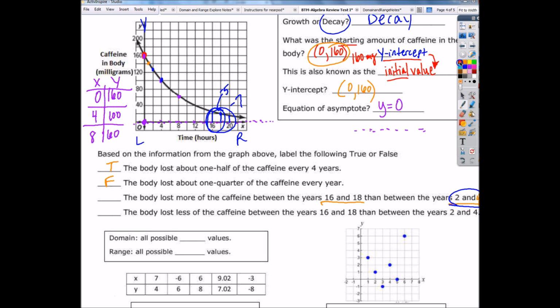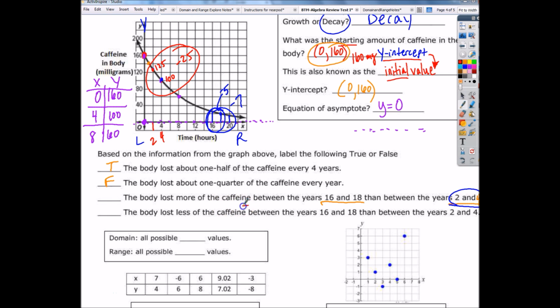But let's look between 2 and 4. So here's 2. Here's 4. If I go up to 2, I'm looking probably close to 125. And if I go to 4, we're looking at 100. So this is about 125. So I'm actually losing 25. Holy smokes. So I'm actually losing a lot more between 2 and 4.